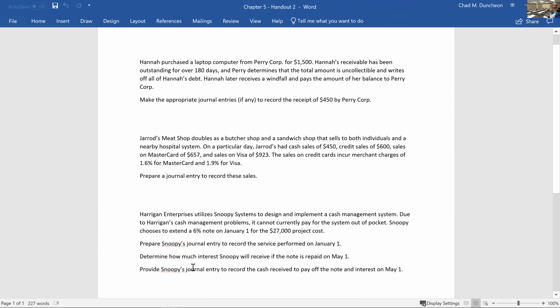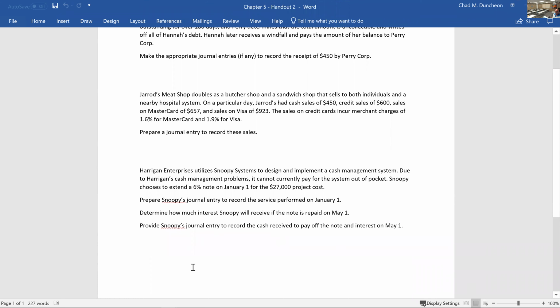All right, question 2 here. Jared's Meat Shop doubles as a butcher sandwich shop. The individuals in the hospital system, they had cash sales of 450, credit sales of 600, sales on MasterCard of 657, and sales on Visa of 923. And then we have some merchant charges from the credit card company, prepare a journal entry to record the sales.